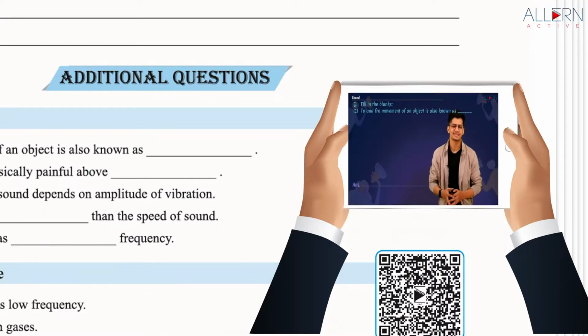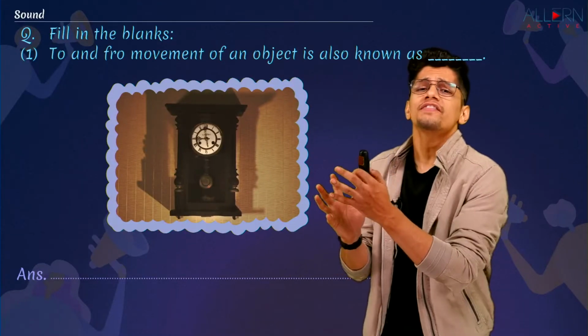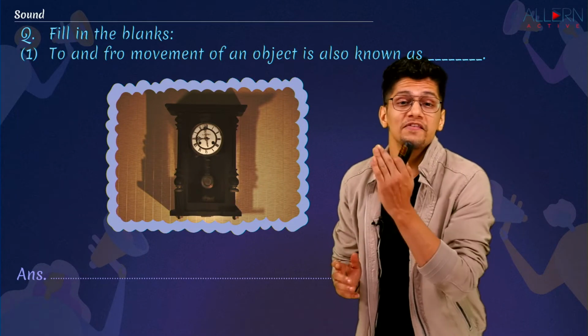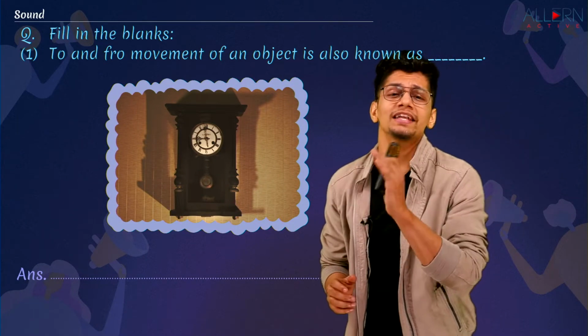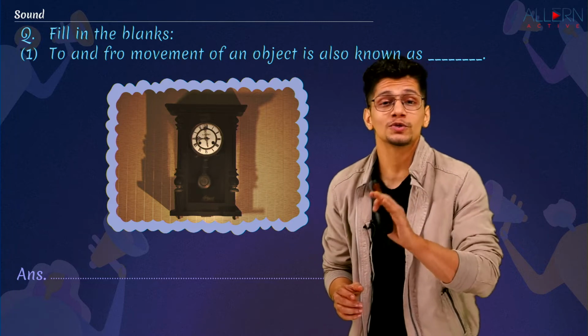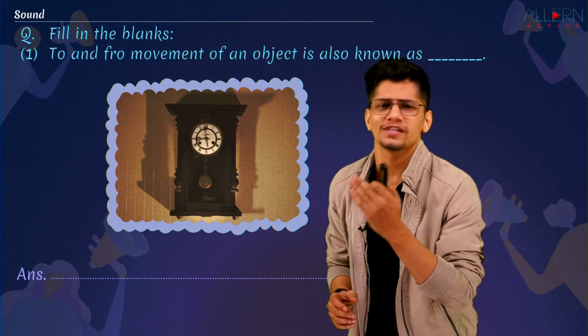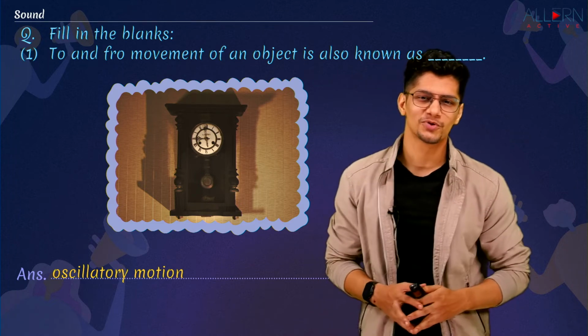Let's fill in some blanks. To and fro movement of an object is also known as dash. Here we have a pendulum clock. And if you see the pendulum of the clock, it is moving back and forth, to and fro. And such type of motion is called oscillatory motion.